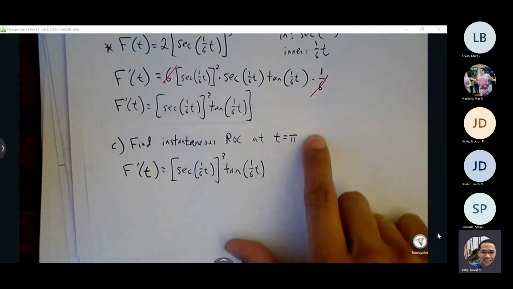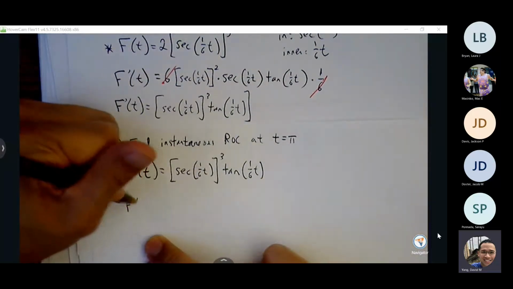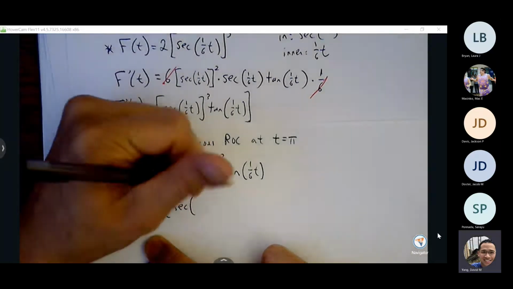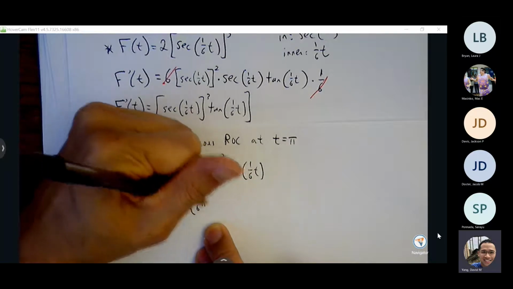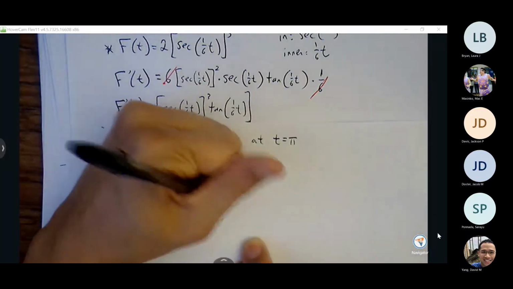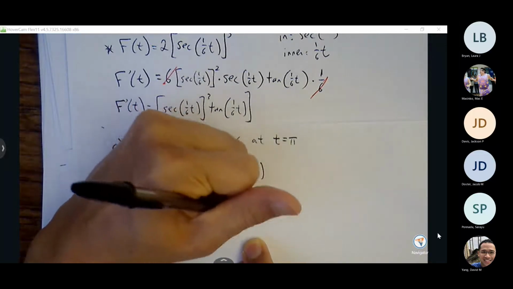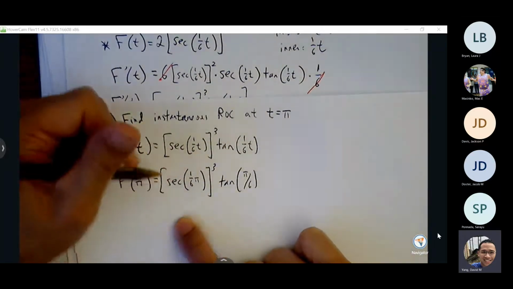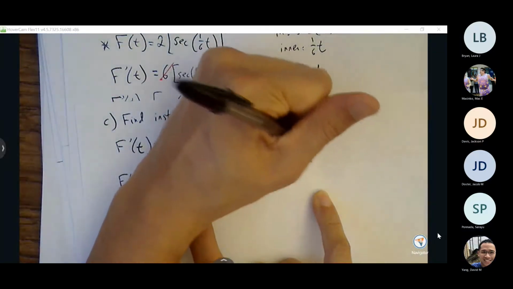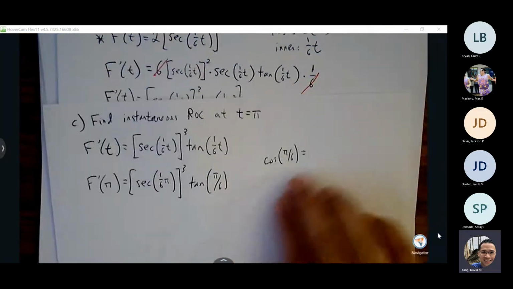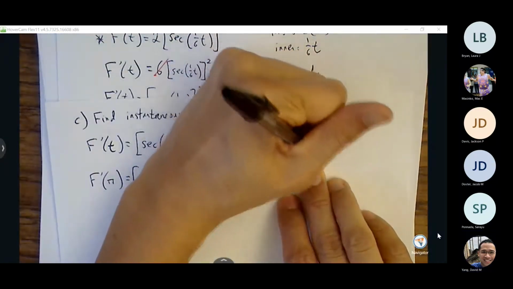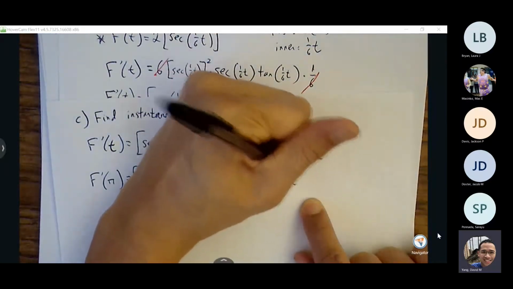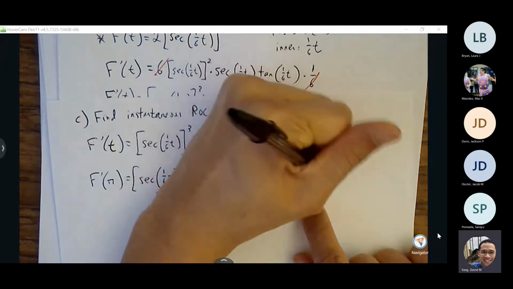Okay, so there's my derivative. If I put pi in for t, okay, pi over 6, secant of pi over 6. We can think in terms of cosine of pi over 6. We know cosine of pi over 6 will just be root 3 over 2. So just have to flip that around, right? That means secant of pi over 6 must be 2 over root 3.